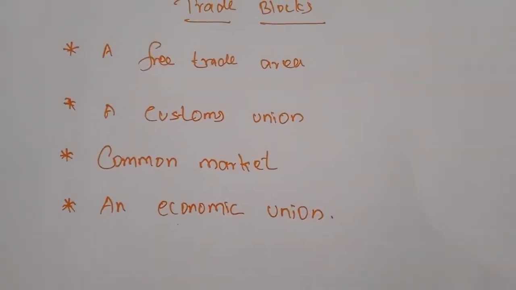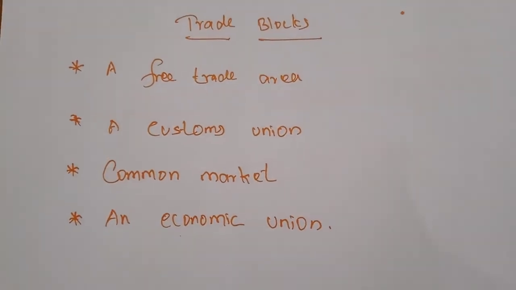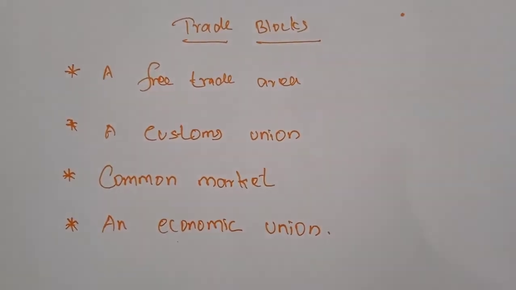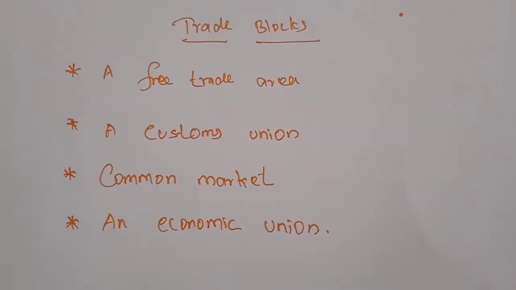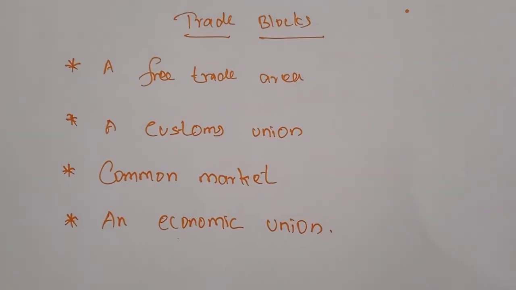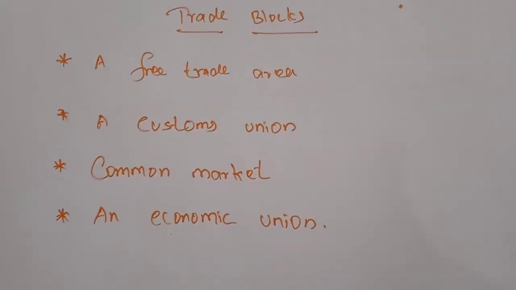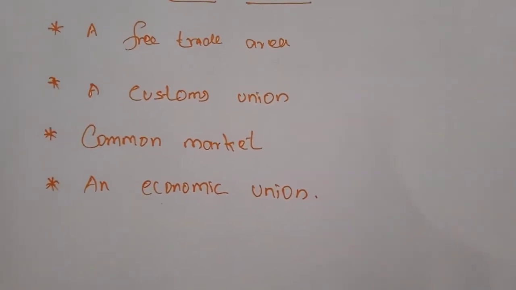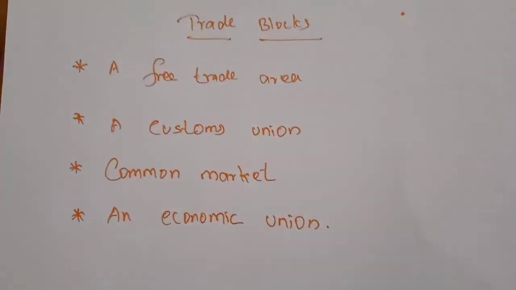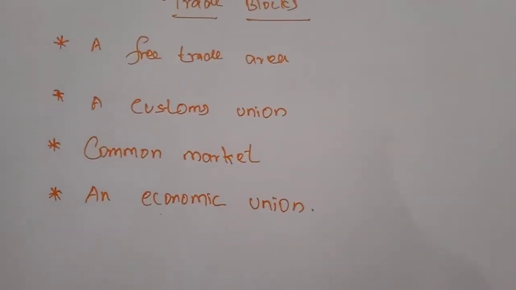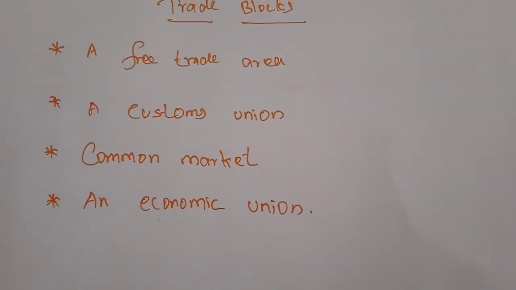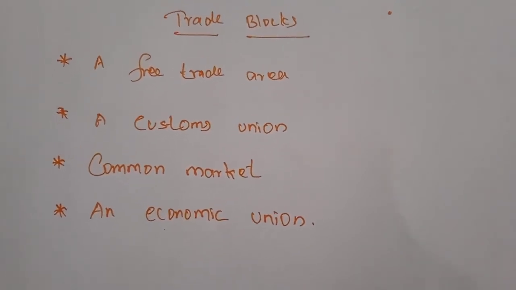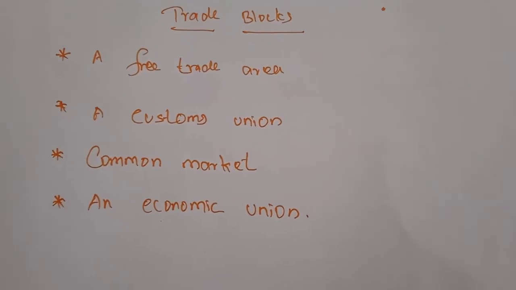Next, a customs union. A customs union is defined as a type of trade bloc which is composed of a free trade area with no tariff among members and with a common external tariff. Without any tariff means a 0% tariff. So by having zero tariff, all member nations can trade with each other. Otherwise, there is some common minimum tariff.